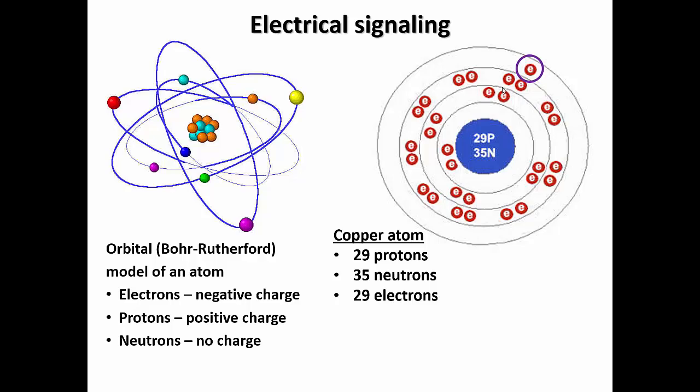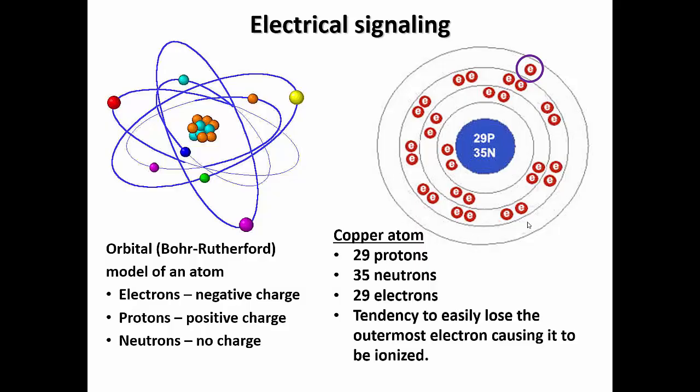But if we take a look at the location of these electrons, here we see this one sitting by itself, the sole electron in this outermost energy shell. And because of that, this individual electron does not have a lot of motivation, if you will, to stay inside this orbiting shell. As a result, the copper atom has a tendency to lose this outermost electron. And when the copper atom loses that one electrical charge, it is said to be ionized.